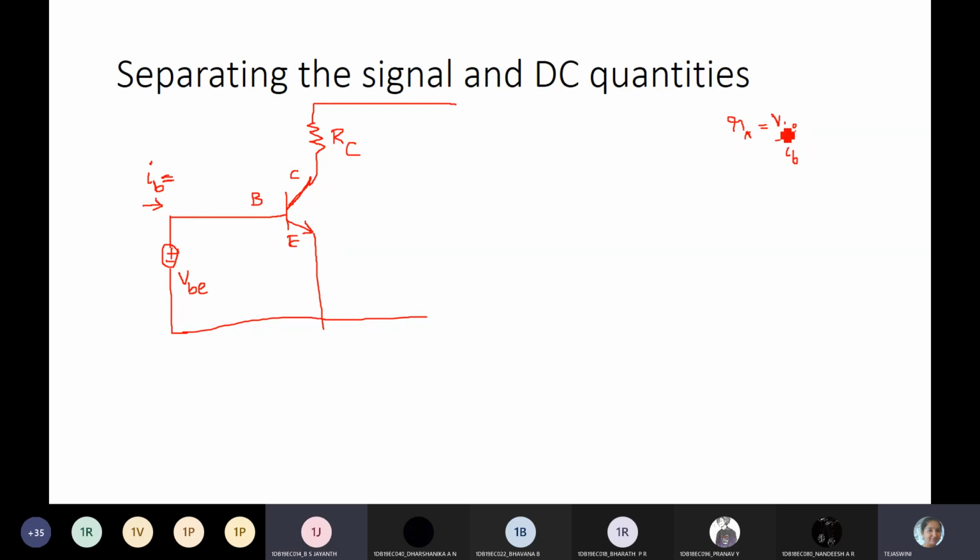VBE by R pi, ma'am. VBE by R pi. Okay. So what is the voltage between this base and emitter? It is the small signal voltage VBE. Then what about the emitter current with respect to RE? Small IE, ma'am. What is the formula for this? VBE by RE, ma'am. VBE by RE.